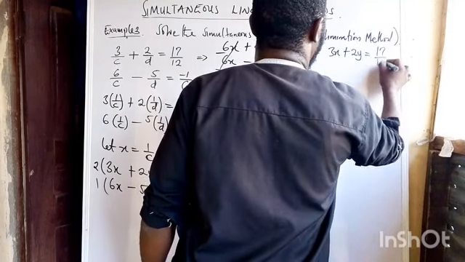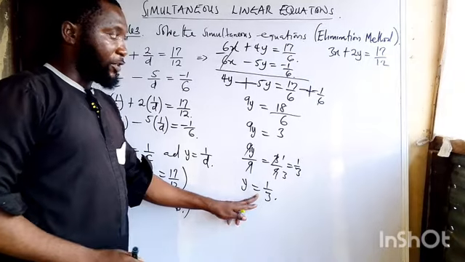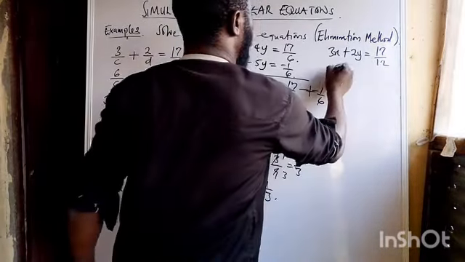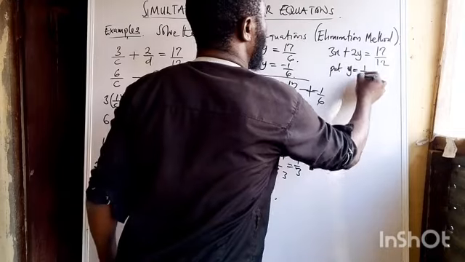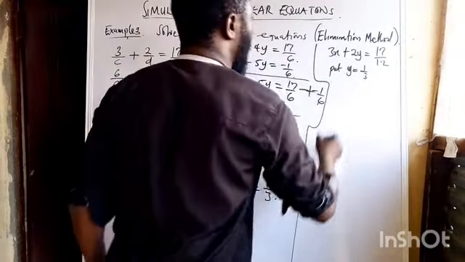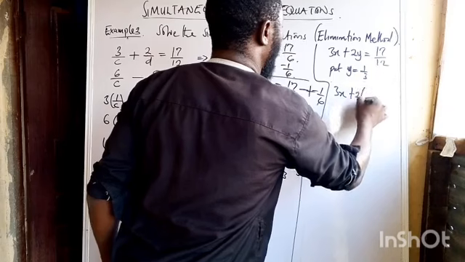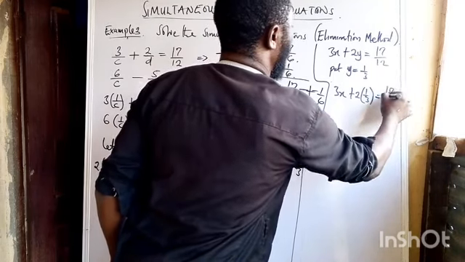17 over 12. Now, what is the value of y? The value of y is 1 over 3. So put in 1 over 3 here. Put y equals 1 over 3. So we have 3x plus 2 multiplied by 1 over 3 equals 17 over 12.